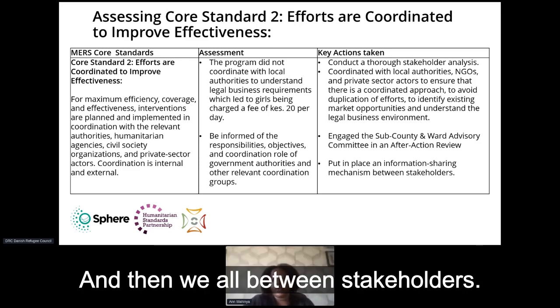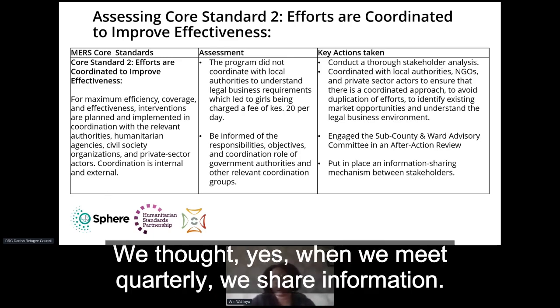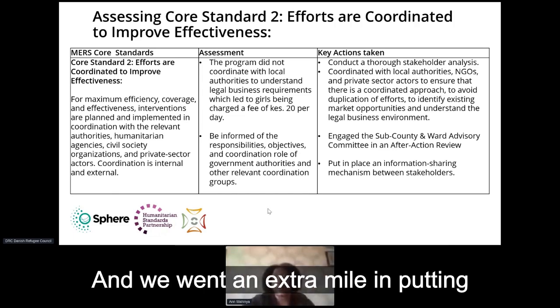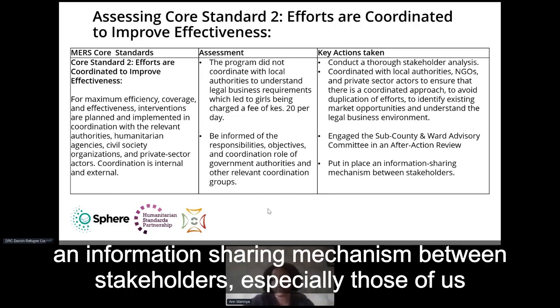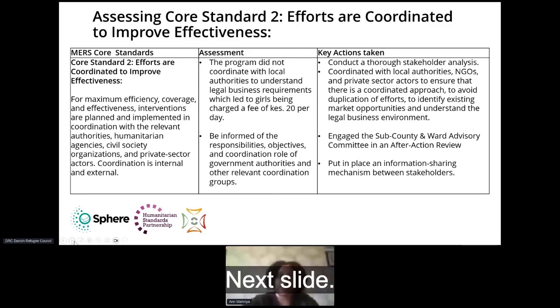And then we put in place coordination between stakeholders. Initially, we were just meeting on a quarterly basis as stakeholders. We thought, yes, when we meet quarterly, we share information. We realized that's not enough, and we went the extra mile and put an information sharing mechanism between stakeholders, especially those of us who are implementing economic empowerment activities. Next slide.